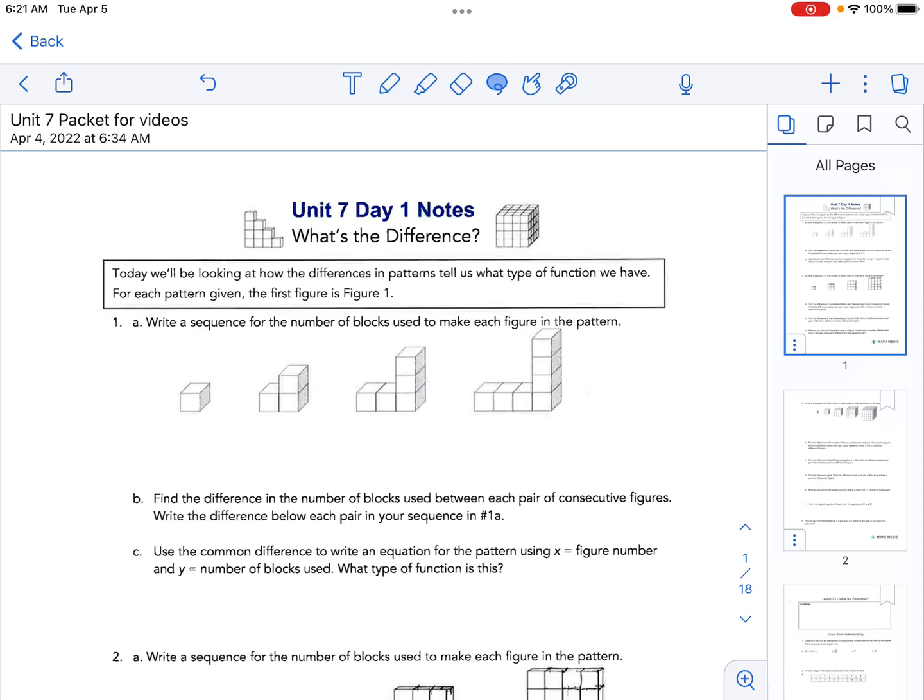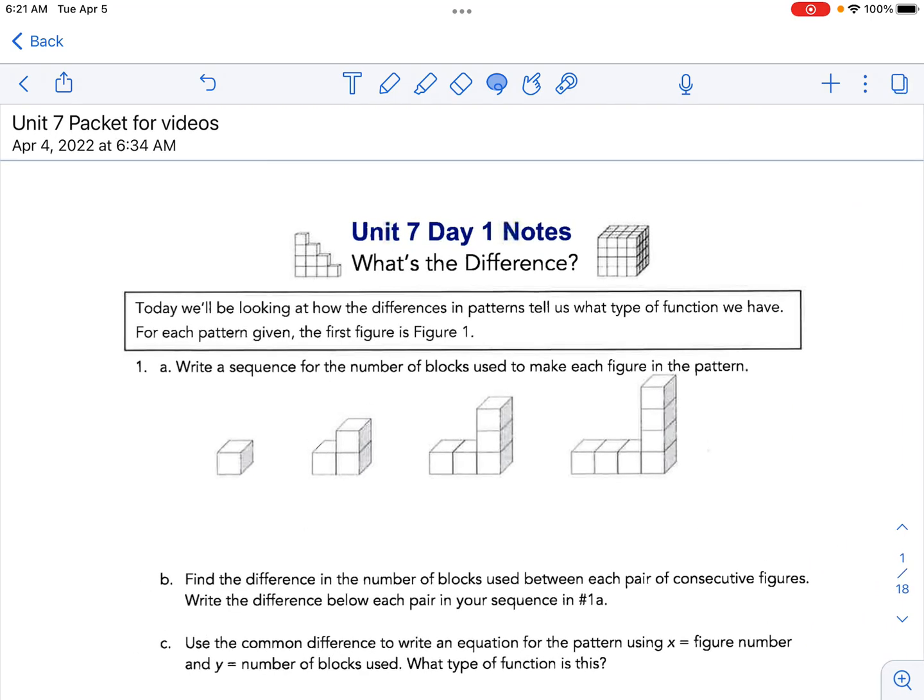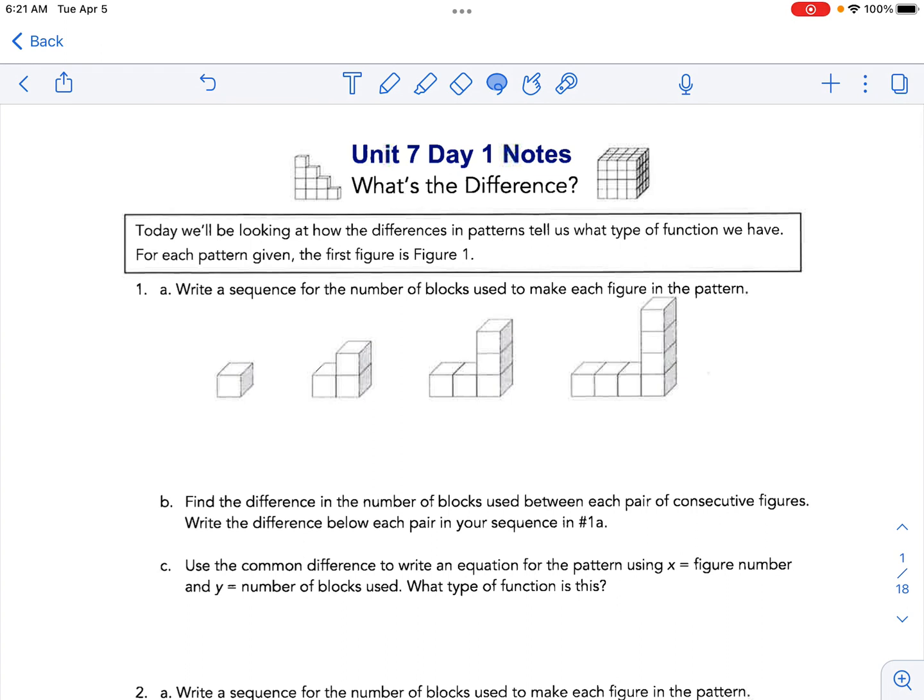These are the notes for Day 7, Unit 7, Day 1. The notes are titled, What is the Difference? Today we're going to be looking at how these different patterns tell us what type of function we have. So we're looking at pattern design and how it relates to the type of function.